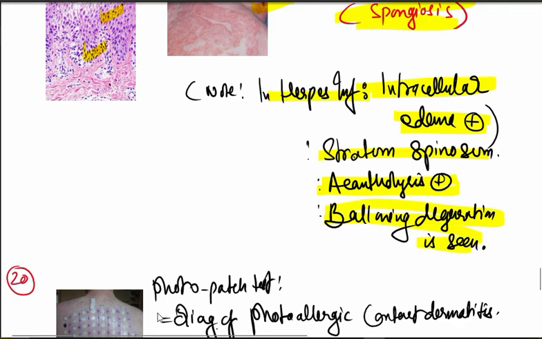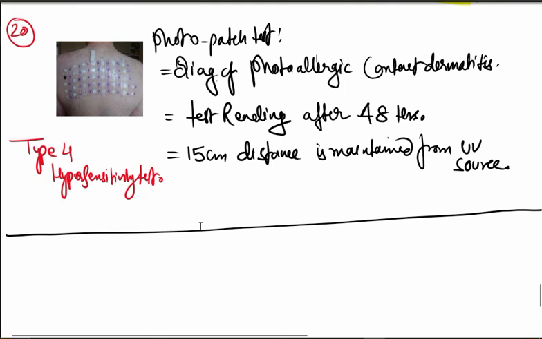Okay, next and last condition is this one. This is the photo patch test. It is for diagnosis of photoallergic contact dermatitis, and the test is read after 48 hours, with a 15 centimeter distance maintained between the skin and the light source. Okay, UV source. And a positive reaction shows a type 4 hypersensitivity reaction.